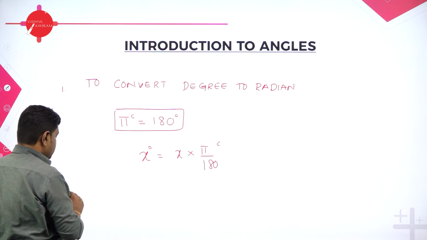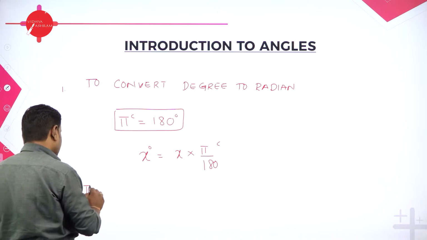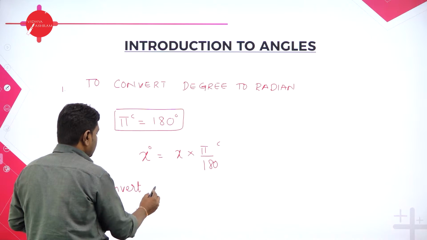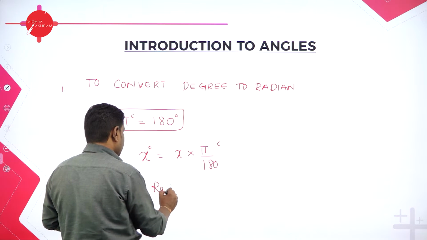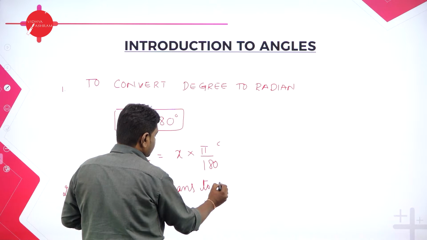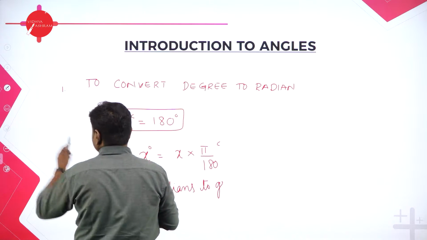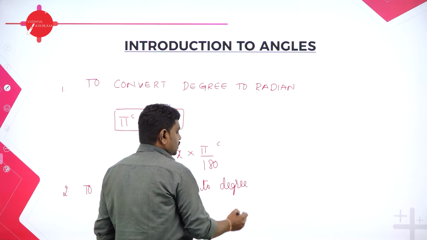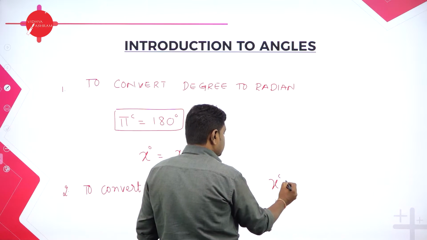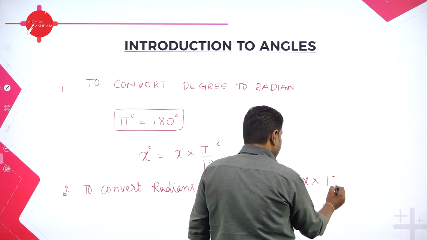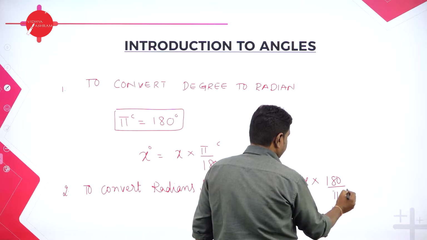Second important thing is to convert radian to degree. How to convert radians to degree? If I give x radians, you can write x into 180 by pi degrees.